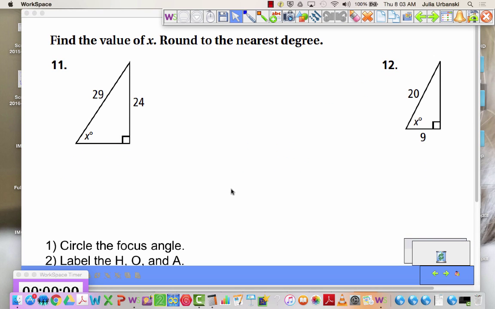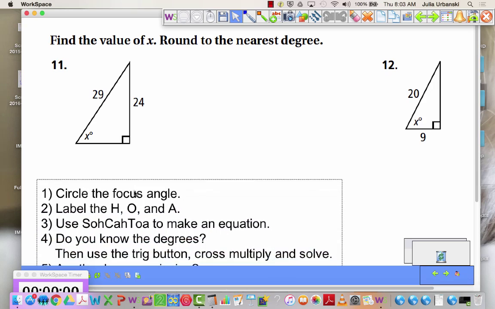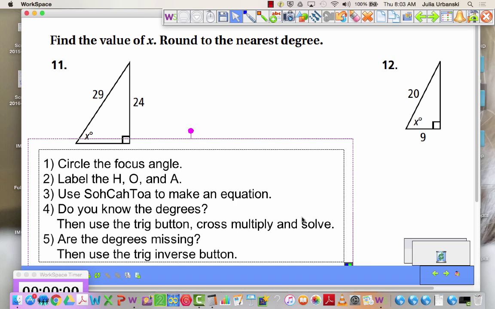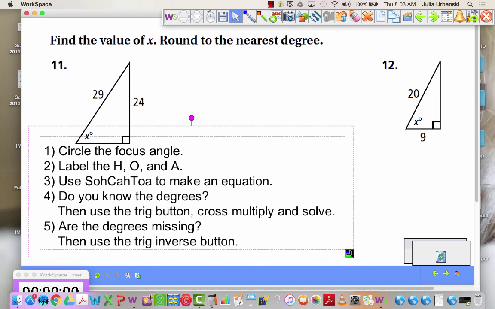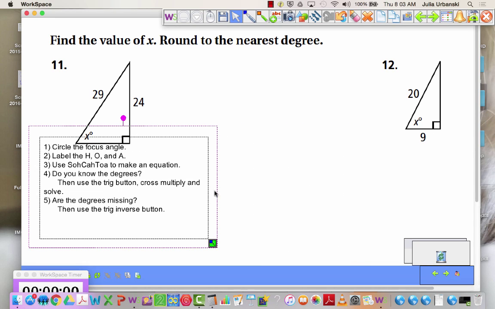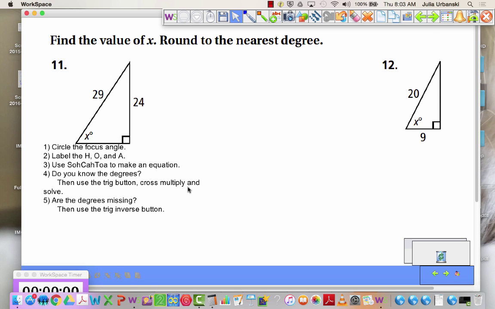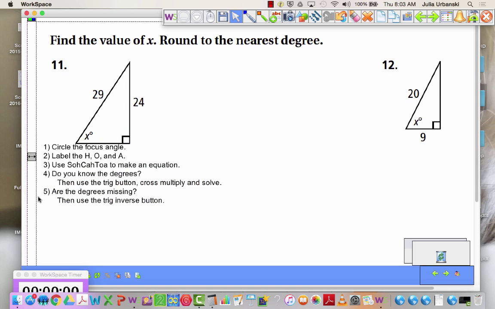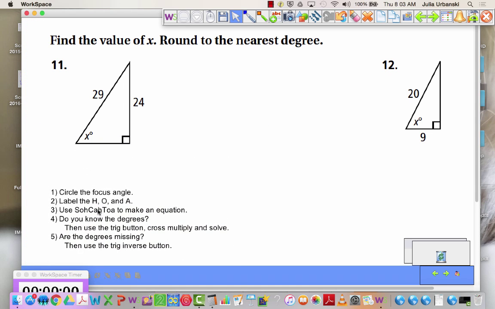Right here, number 11. It's the exact same steps as yesterday, except for the fact that number 4 and number 5 are the ones that we have to choose between. So we're still going to circle a focus angle. And in this case, our focus angle is going to be one of the missing angles, the variable, the one that they want us to find. So focus angle in this case would not be 90 degrees. It's never 90 degrees. It's not this one. It's this one that they want us to find. That's your focus angle now.